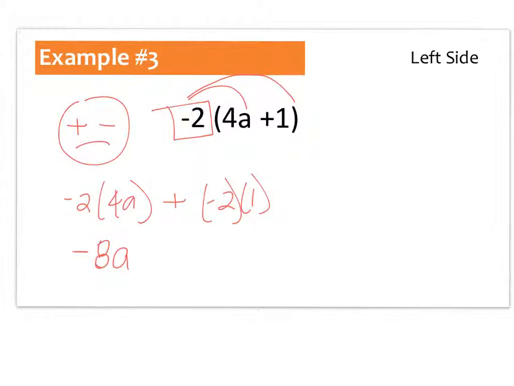is going to stay negative. So instead of putting this plus sign, I'm going to just keep a negative sign. 2 times 1 is 2, right? So we're left with negative 8a minus 2.